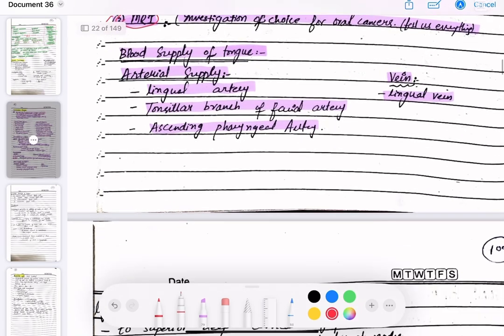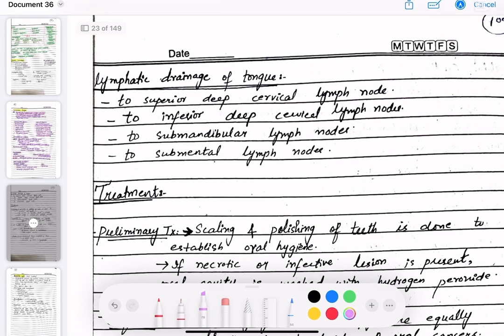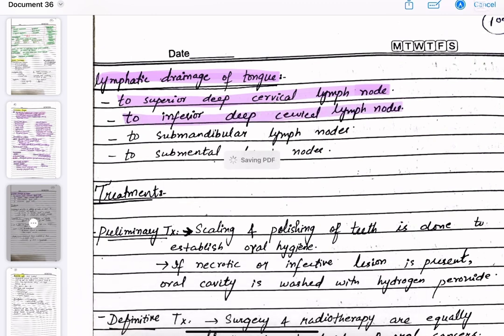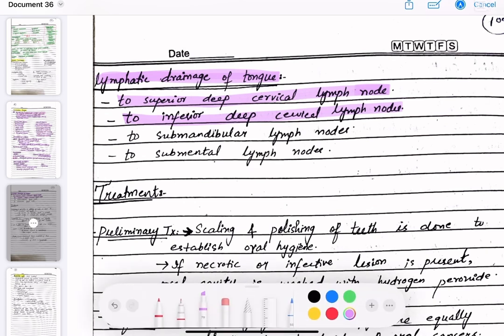Lymphatic drainage of the tongue. The lymphatic drainage is to the superior deep cervical lymph nodes, the inferior deep cervical lymph nodes, the submandibular lymph nodes, and the submental lymph nodes. These are the lymphatic drainage of the tongue: the cervical lymph nodes, both superior and inferior deep cervical, and the submandibular and submental lymph nodes.